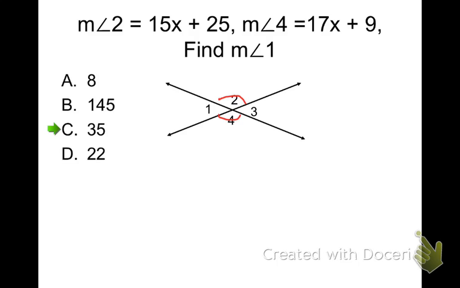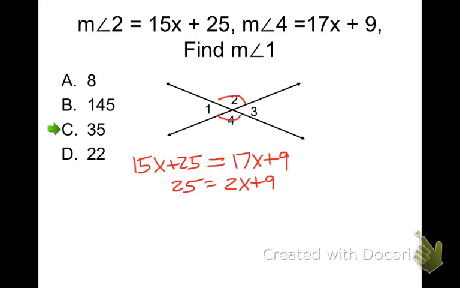Well, knowing that angle 2 and angle 4 are vertical angles, that means their measurements are equal. So we can set the 15x plus 25, the measurement of angle 2, equal to 17x plus 9, which is the measurement of angle 4. If we solve for x, we can subtract 15x from both sides, and we get 2x on the right plus 9.